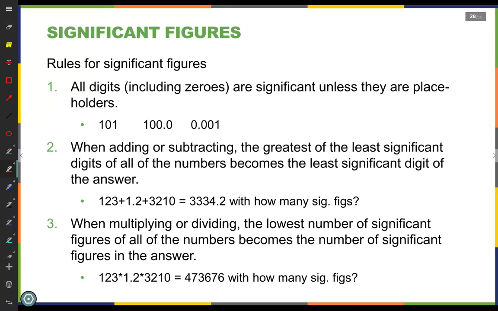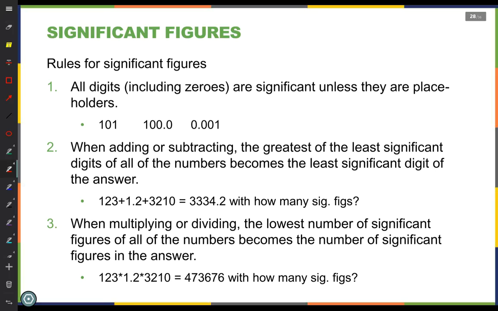Okay, significant digits, simple rules. A digit is significant if it's not zero. First of all, non-zero digits are significant: 1, 2, 3, 4, 5, 6, 7, 8, 9. Zeros are significant in two cases. A zero is always significant if it's between significant digits. So for instance, in 101, the two ones are significant, so the zero in between must also be significant.